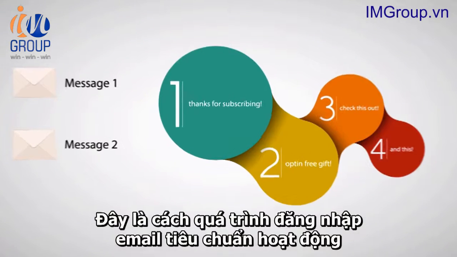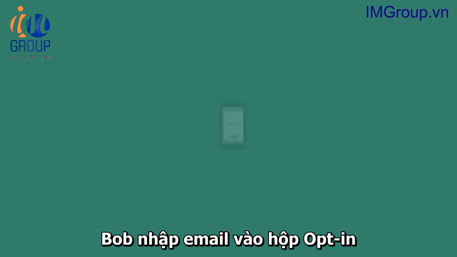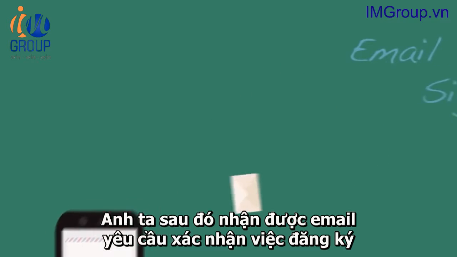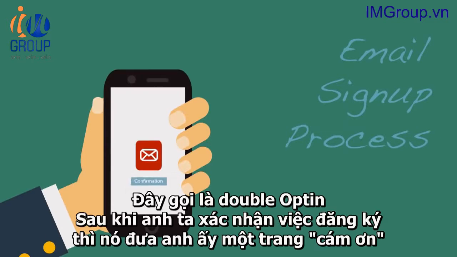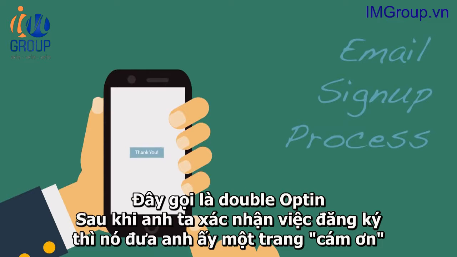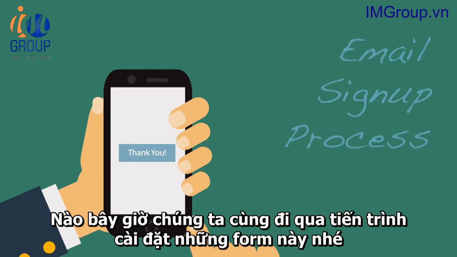Here's how a standard email sign-up process works. Bob enters email to opt-in box. He then receives email asking to confirm his subscription. This is called a double opt-in. After he confirms his subscription, he's taken to a thank you page.